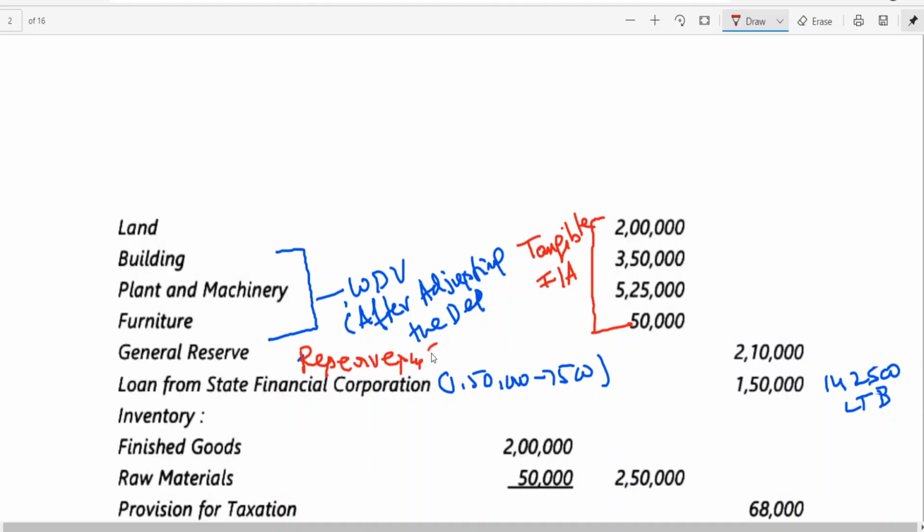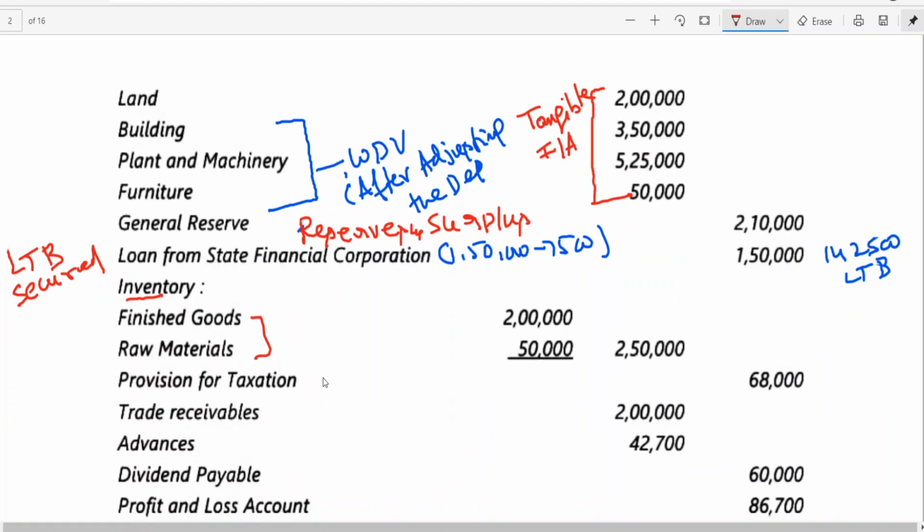Reserves and surplus heading. Loan from, I've already given, long term borrowing. Non current liability, under that long term borrowing secured. Inventory he himself has given, this will appear in inventory only. Already given the heading inventory. Provision for taxation, short term provision. This is a subheading. Main heading is current liabilities.